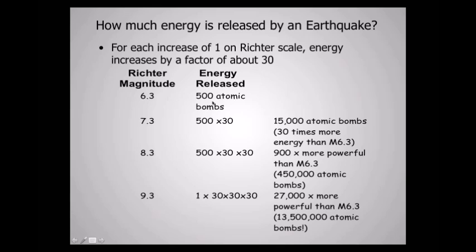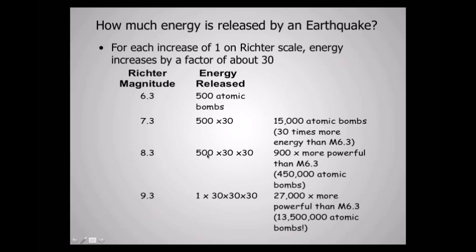released by that particular earthquake is equivalent to the energy released by 500 atomic bombs, then if a magnitude 7.3, 1 magnitude greater earthquake happens, the energy released by that earthquake would be 30 times the energy released by the magnitude 6.3 earthquake, or roughly the amount of energy equivalent to the energy released by 15,000 atomic bombs.